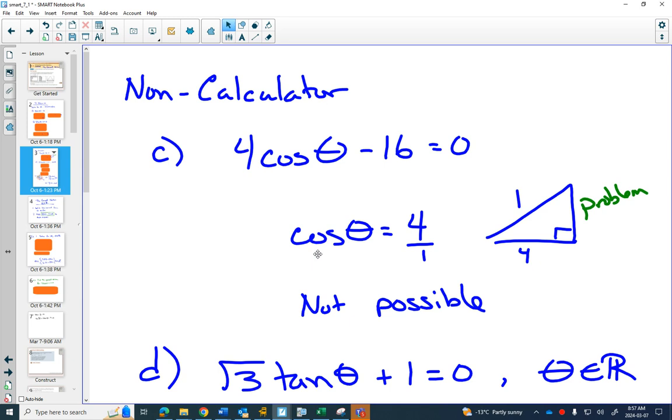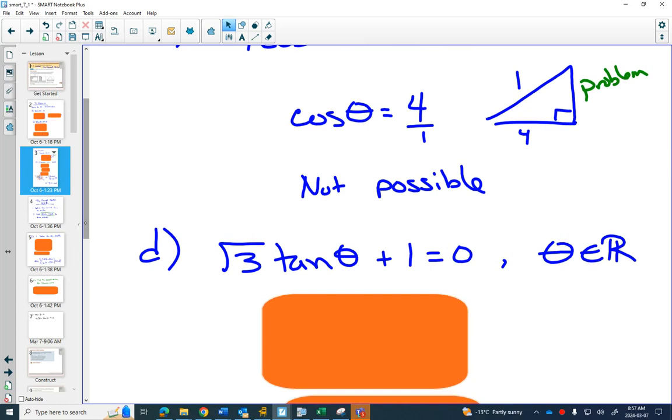So anytime sine or cosine, not tangent. Tangent's okay to have the opposite side bigger than the adjacent side. But anytime sine theta or cos theta is bigger than 1. Technically, also any number bigger than 1 with a negative in front would also be true. Positive or negative, you can write not possible.